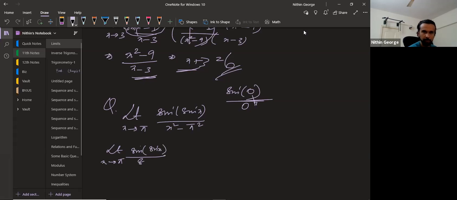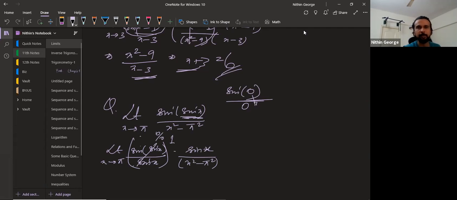In your mind, you'll multiply and divide by sine x. You need sine x by x. Here the angle part is sine x itself, so divide and multiply by sine x. You can see this is sine of 0 by 0 form. So this becomes 1, and I'm left with sine x by x square minus pi square.